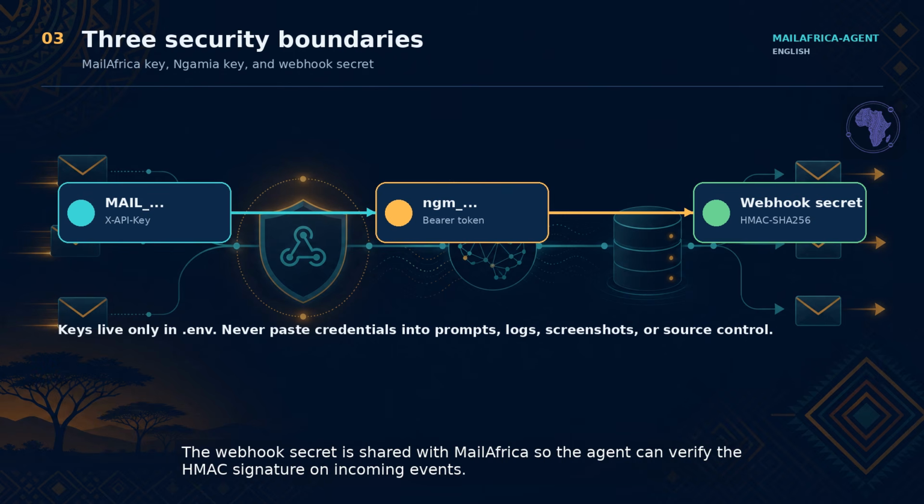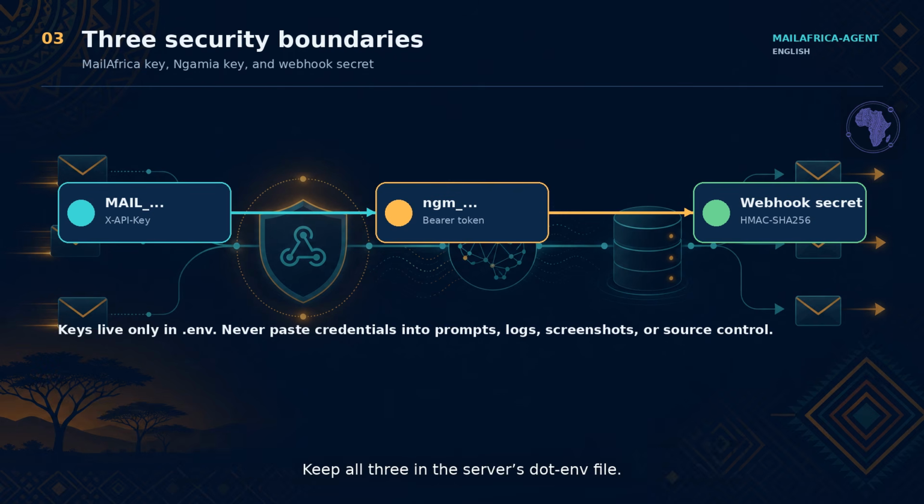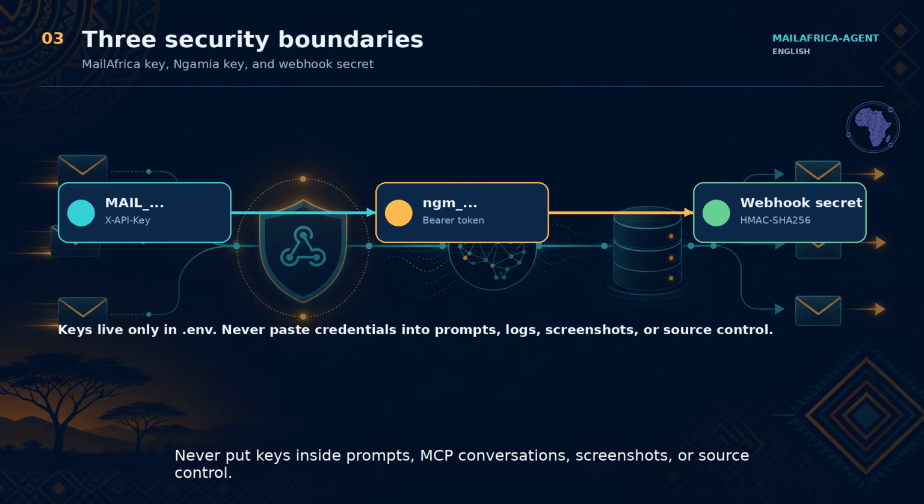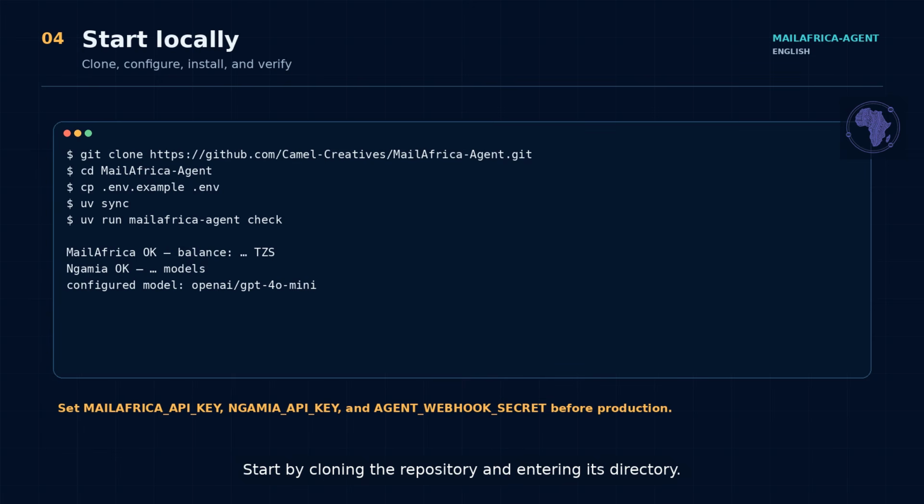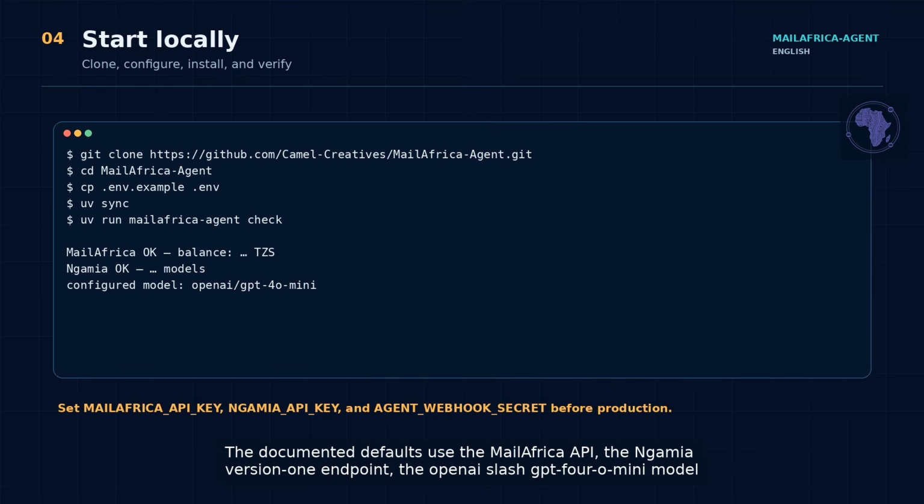You need three different security values. The MailAfrica API key starts with MAIL and is sent in the X-API-Key header. The Ngamia key starts with NGM and is used only when the agent calls the language model. The webhook secret is shared with MailAfrica so the agent can verify the HMAC signature on incoming events. Keep all three in the server's .env file. Never put keys inside prompts, MCP conversations, screenshots, or source control.